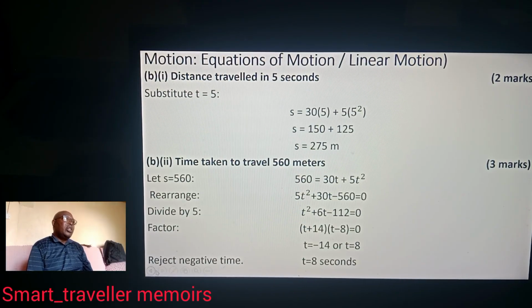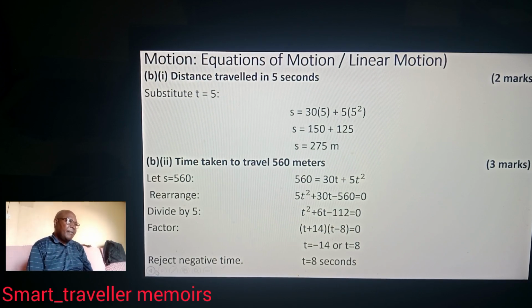B, Roman 2. Time taken to travel 560 meters. Let s be equal to 560. So 560 is equal to 30t plus 5t squared. Rearranging, or transposing left to right: 5t squared plus 30t minus 560 is equal to 0. Divide by 5, you get t² plus 6t minus 112 is 0.